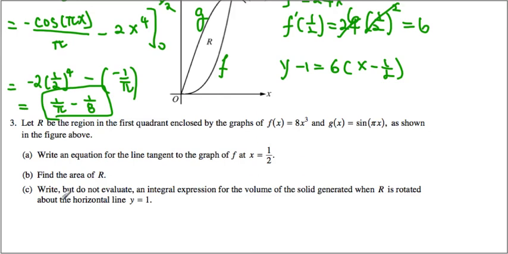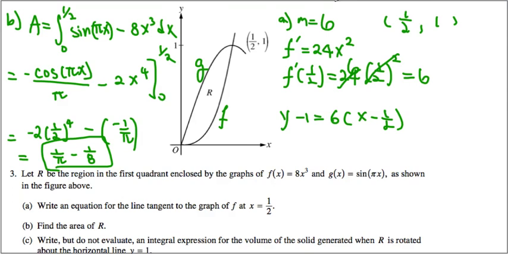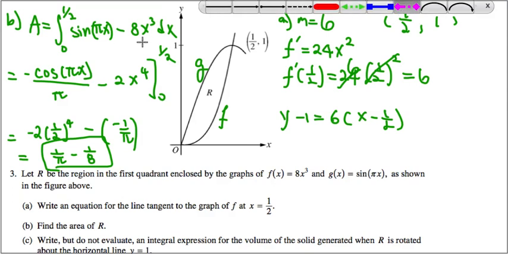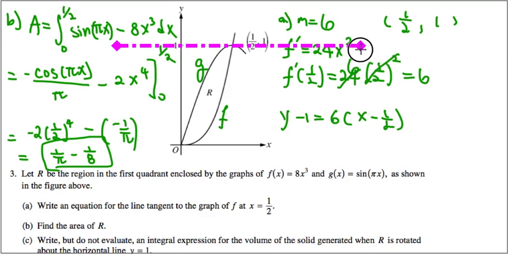Part C. When R is rotated about the horizontal line y equals 1, y equals 1 would have been something like this, and then you would rotate about that line. That means in order for us to find the solid, we always have to go for the outer radius. As you can see, the outer radius reaches function f, and the inner radius reaches function g.